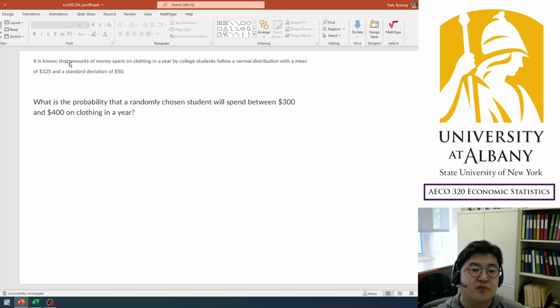Next question. It is known that the amounts of money spent on clothing in a year by college students follow a normal distribution with a mean of 325 and a standard deviation of $50. What is the probability that a randomly chosen student will spend between $300 and $400 on clothing in a year?